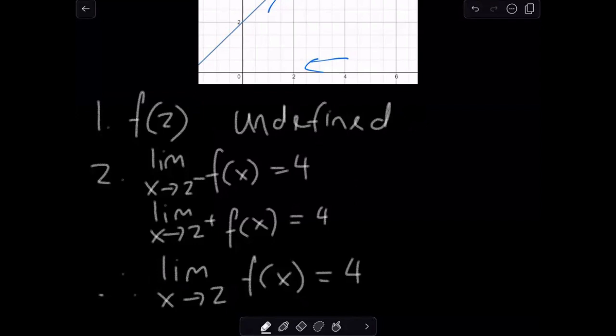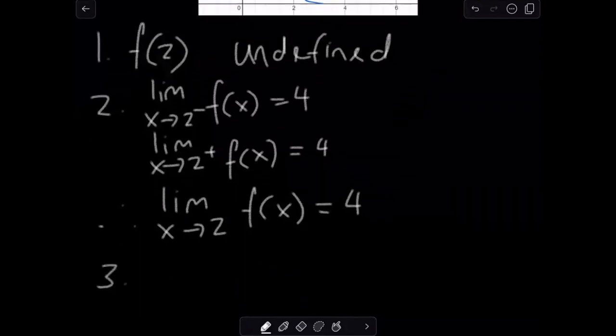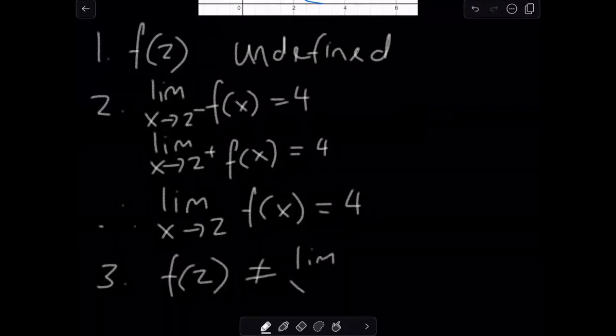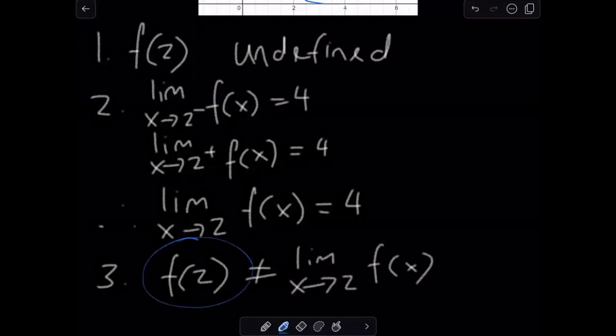So, condition 2 is satisfied. Let's look at condition 3. F of 2 is undefined. However, the limit as x approaches 2 of f of x is equal to 4. So since f of 2 is undefined, we don't have a function value at that point. F of 2 is not equal to the limit as x approaches 2 of f of x because this value does not exist. Okay, it's undefined, basically.